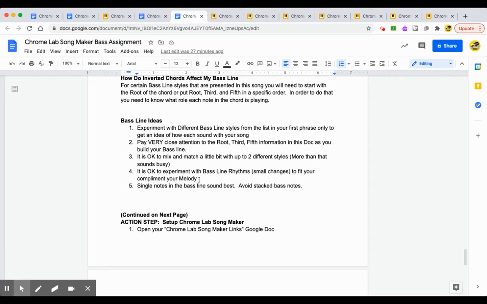It's okay to mix and match. That is number 6 on there. Well, number 3 here, but number 6 bass style is the 2 and 2. Number 4 here, it is okay to experiment with bass line rhythms. Small changes are fine, and I add that in modification notes for several of these. Single notes in the bass line sound best. Avoid stacked bass notes at all times.